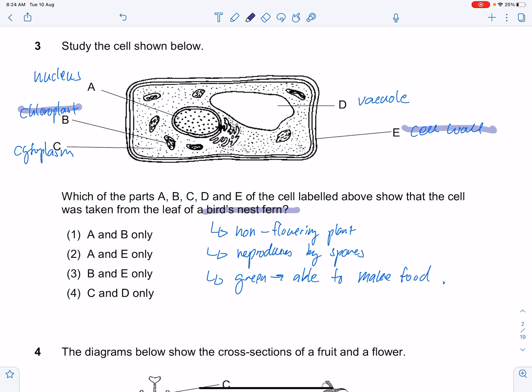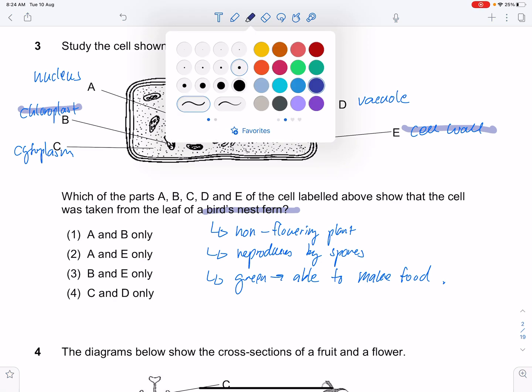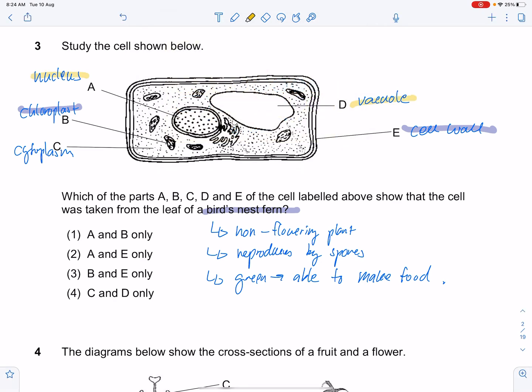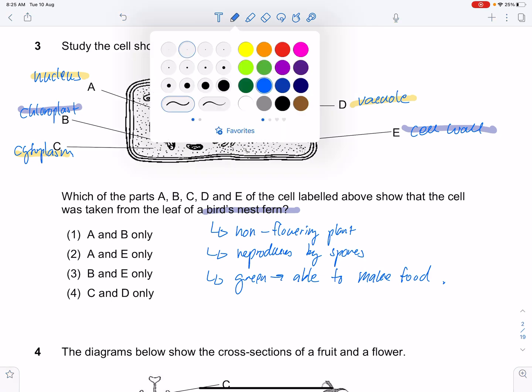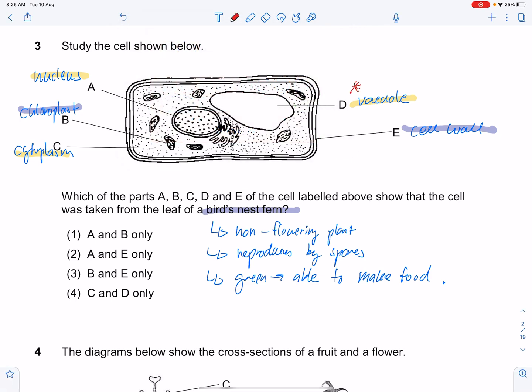The rest of these items, which I'm going to use yellow to highlight, are actually common structures that are found in both plant and animal cells. So it won't really help me in differentiating between a plant and animal cell. However, I must point out that there are differences between the vacuole of your plant and animal cells. Animal cells tend to be small and numerous, whereas your plant cell tends to have one big central one.